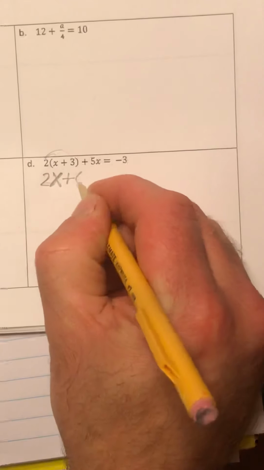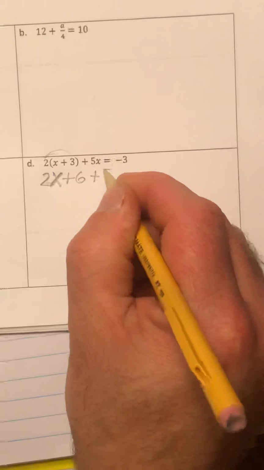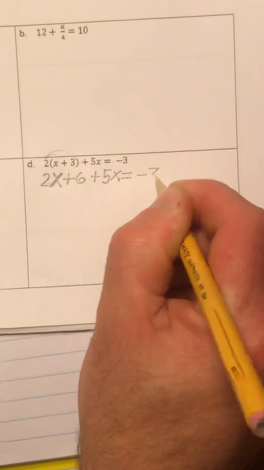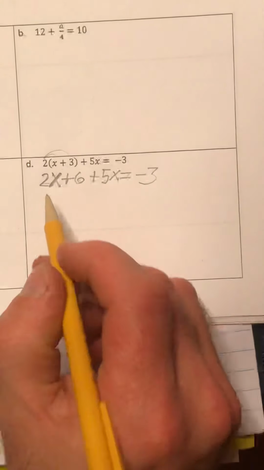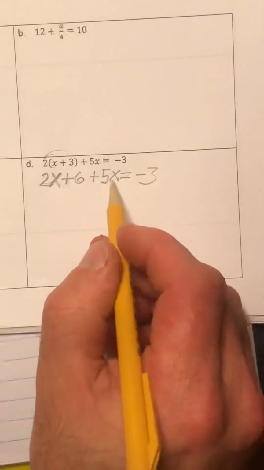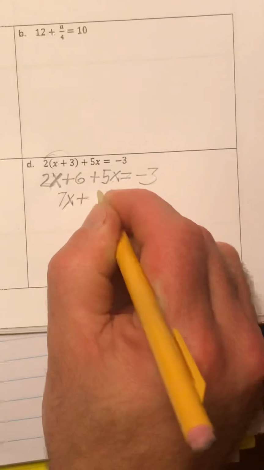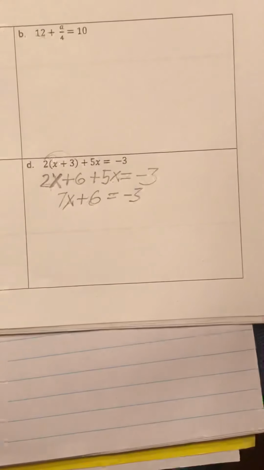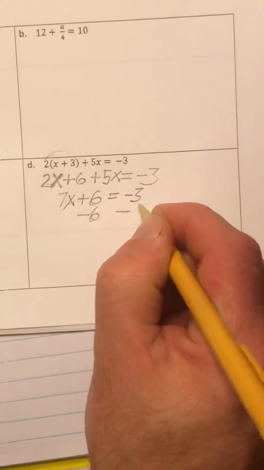plus 6 plus 5x equals negative 3. Okay, so our next step, the next thing we want to do is we want to combine our like terms. So 2x plus 5x is equal to 7x plus 6 is equal to negative 3. After I do that, subtract 6 from both sides.